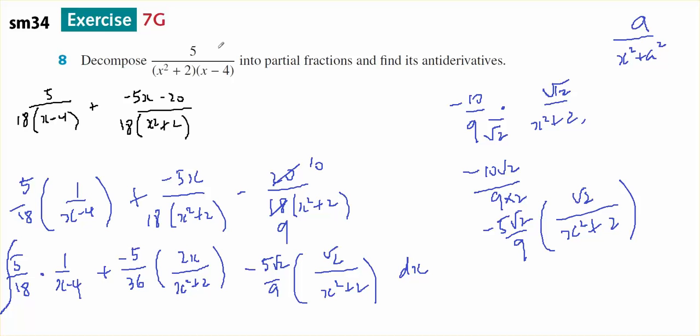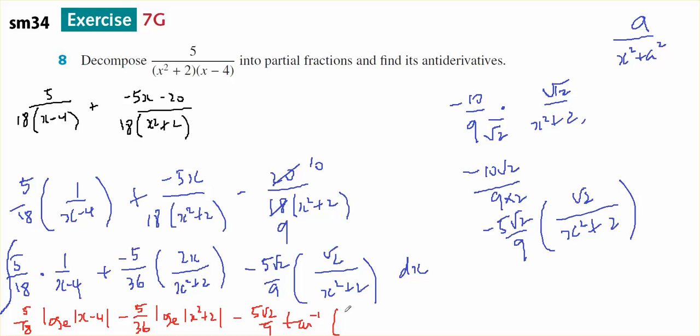And that's going to give me 5 on 18 log base e of modulus of x minus 4, minus 5 on 36. I've got x squared plus 2 with its derivative on the top, so it's going to be log base e of x squared plus 2. And this is going to be minus 5 root 2 on 9 inverse tan of x on root 2, which will be root 2x on 2, plus some constant c. And that's the antiderivative.